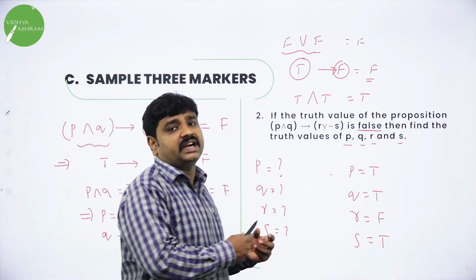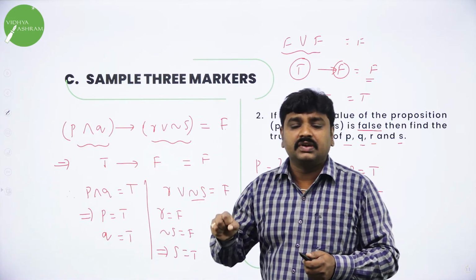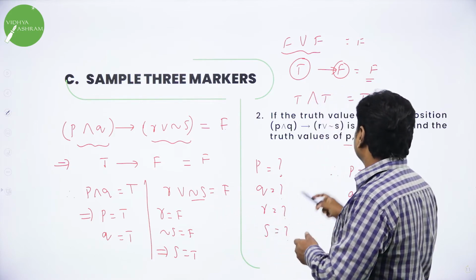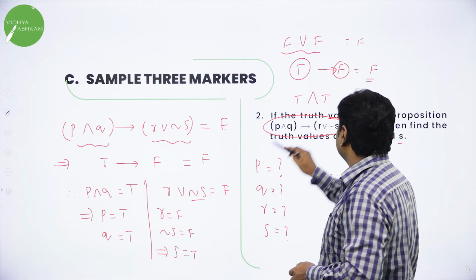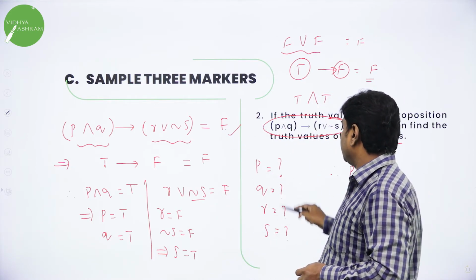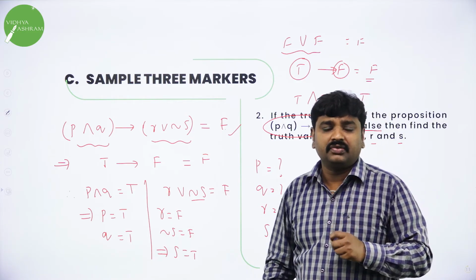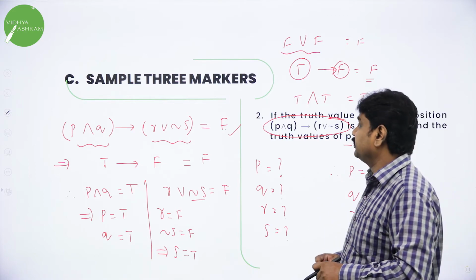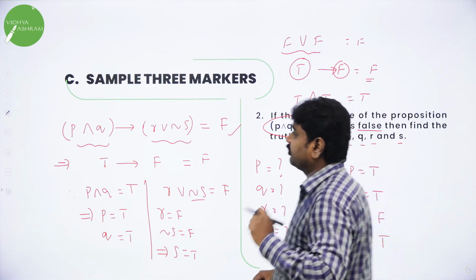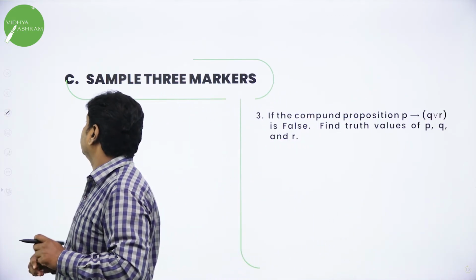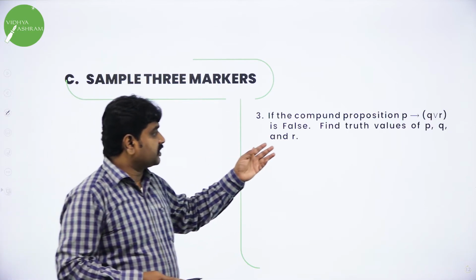So this is another kind of question. What is given? They gave the overall value. So for this whole statement they gave false. Then you should find the individual propositions. So the PQRS truth values you should find. We got the values. Then this is a type of 3 marker. Other than that, we have a sample 3 marker.